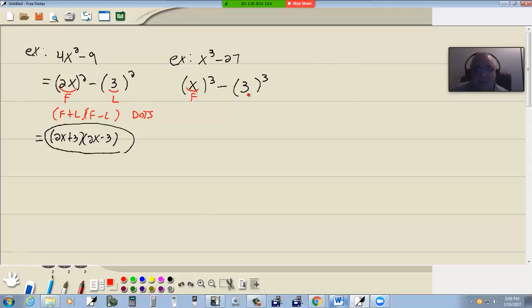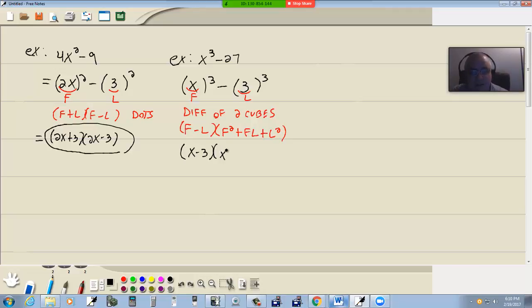I'll label what's in the first set of parentheses as F. I'll label what's in the last set of parentheses as L. This is the formula for difference of two cubes. So we're going to have F minus L times F squared plus FL plus L squared. Now everywhere there's an F, I'll plug in x, and everywhere there's an L, we'll plug in 3. So we're going to have x minus 3, x squared plus x times 3 plus 3 squared.